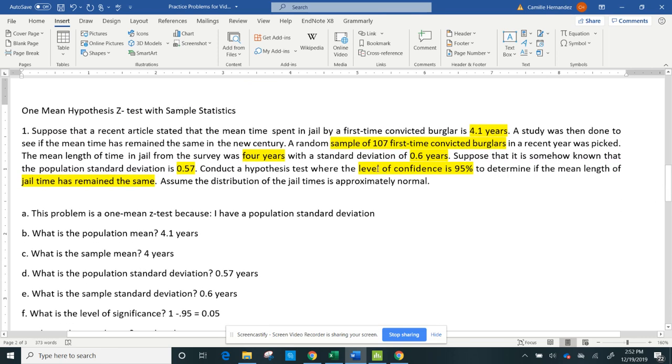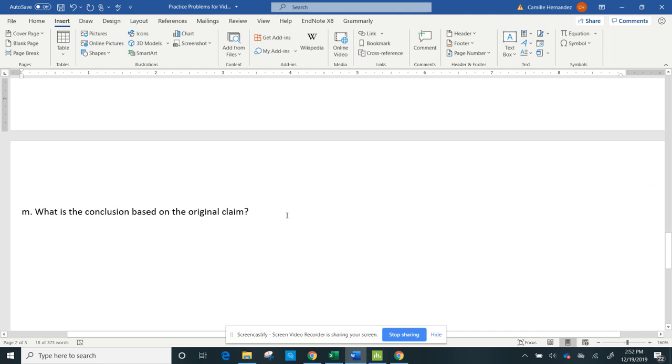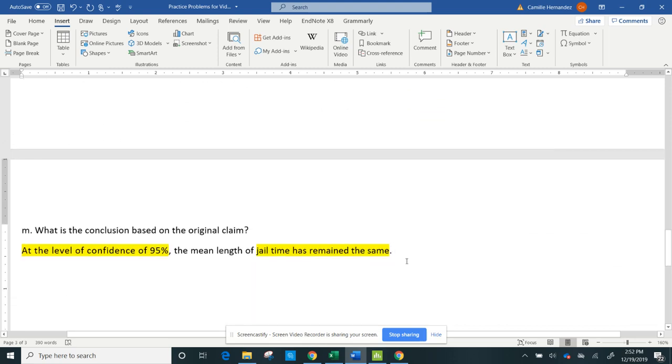So what I'm going to do is, I'm kind of being lazy here. I'm going to copy this here, and I'm going to show you how I make the conclusion based on that. So I'm going to put this here, and I'm going to say at the level of confidence of 95%, I'm going to get rid of the extra words, comma, the mean length of jail time has remained the same. And if I wanted to, again, I could include what my Z value is and what my P value is, but I'm just going to stop at this.